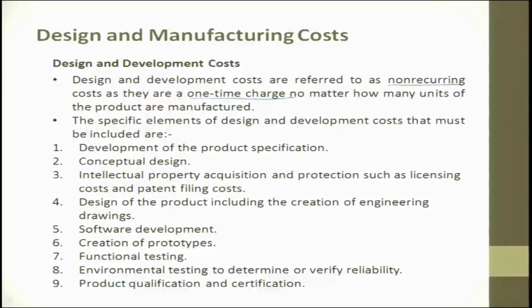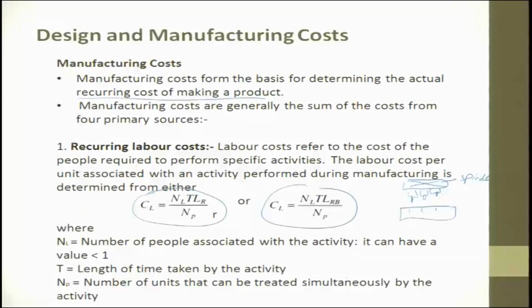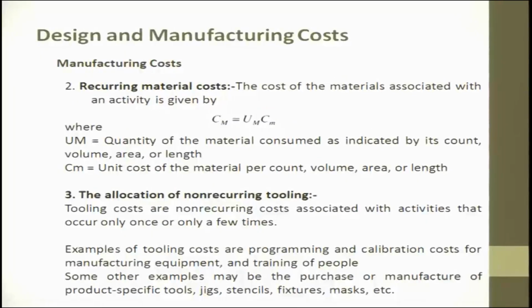The specific elements of design and development cost that must be included are development of product specification, conceptual design after listening to voice of customers, intellectual property acquisition or protection against licensing, design of a product including the creation of engineering drawing, software development, creating prototypes, functional testing and environmental and product qualification and certification. So, all these things are costing which are involved in design and development. This is one time affair. When you talk about manufacturing cost, it is every part you produce, there is a recurring cost.